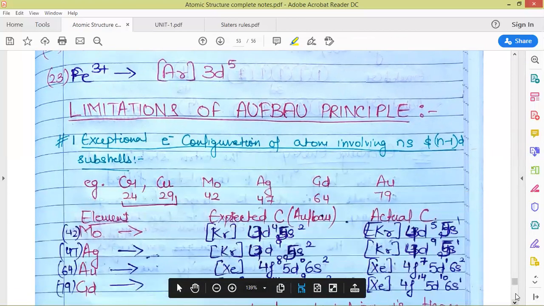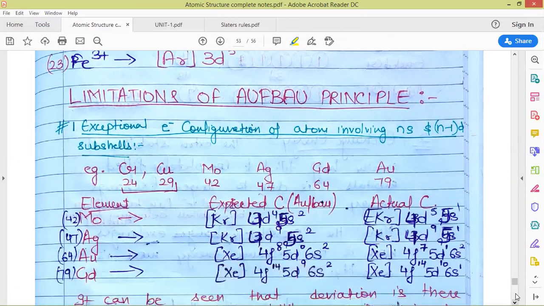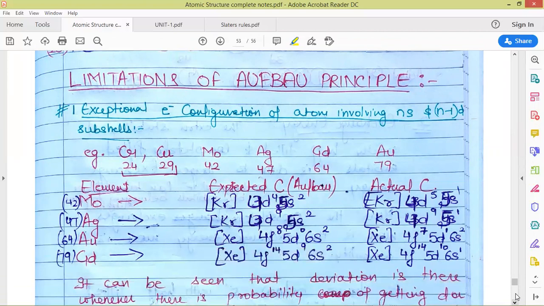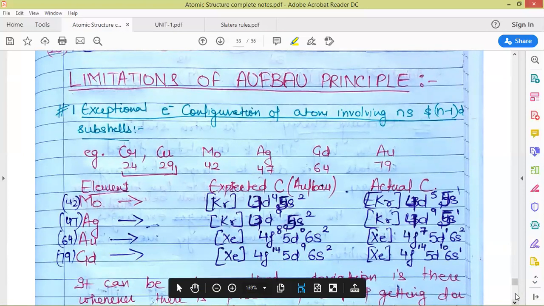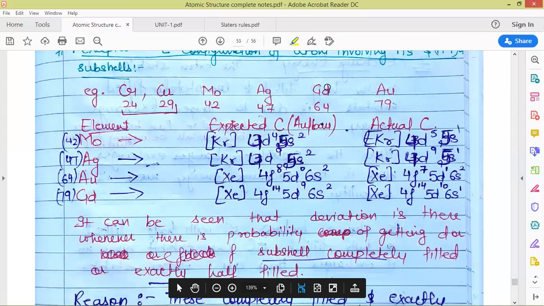Now let us discuss the limitations of Aufbau's principle. The first limitation is that it has exceptional electronic configurations of atoms involving ns and (n-1)d subshells, for which an exact explanation was not given by Bohr, who gave the Aufbau principle, or by Schrodinger, who gave the system for the multi-electron system. But these were later explained by different scientists. Let us see the electronic configurations first.